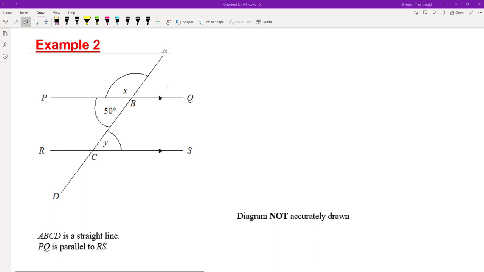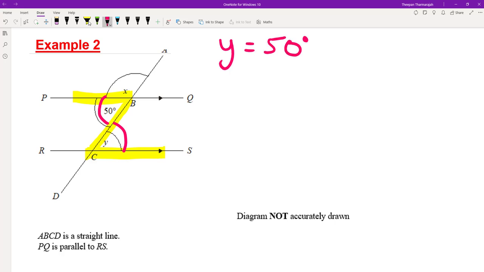Okay, welcome back. So the first thing we can identify is a Z. We can see a Z coming down here and there. So we can say that angle 50 is exactly the same as angle Y. So Y equals 50 degrees, and we can say that alternate angles are equal.